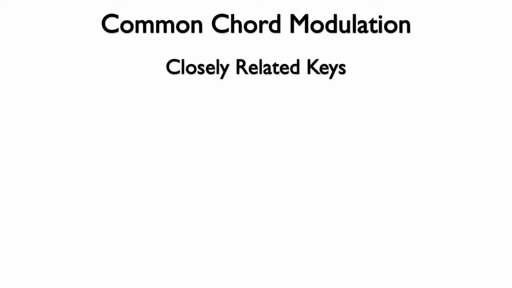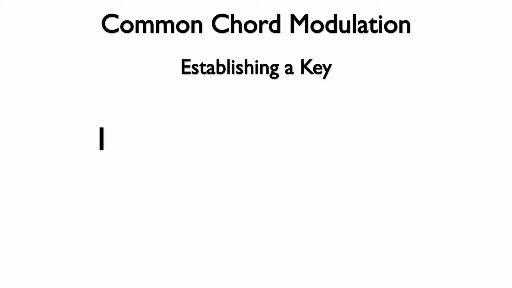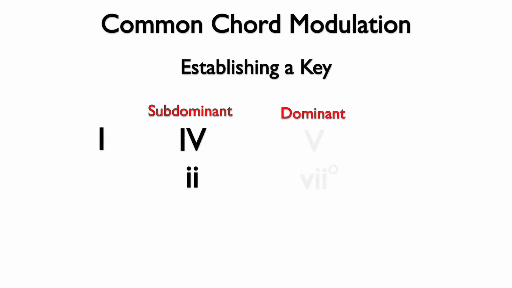In order for a modulation to be most effective, the first key needs to be established so that the listener can perceive the sound of the tonic, or do, in solfege. A quick way to establish a key is to use a 1 chord followed by a subdominant function chord, 4 or 2, a dominant function chord, 5 or 7 diminished, and a return to 1.